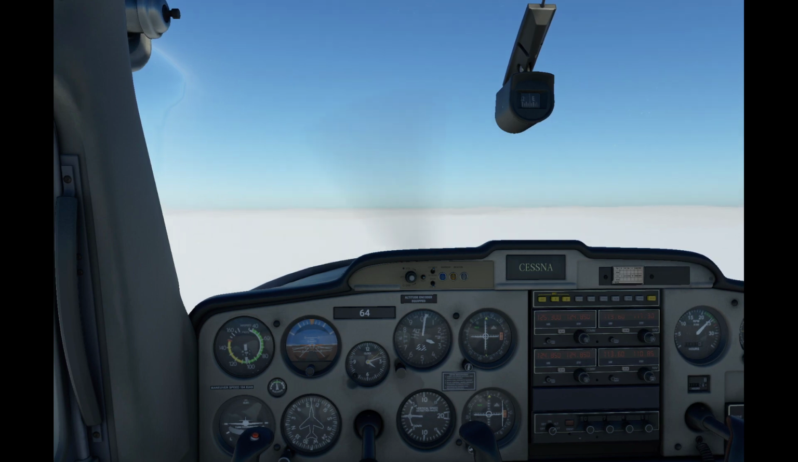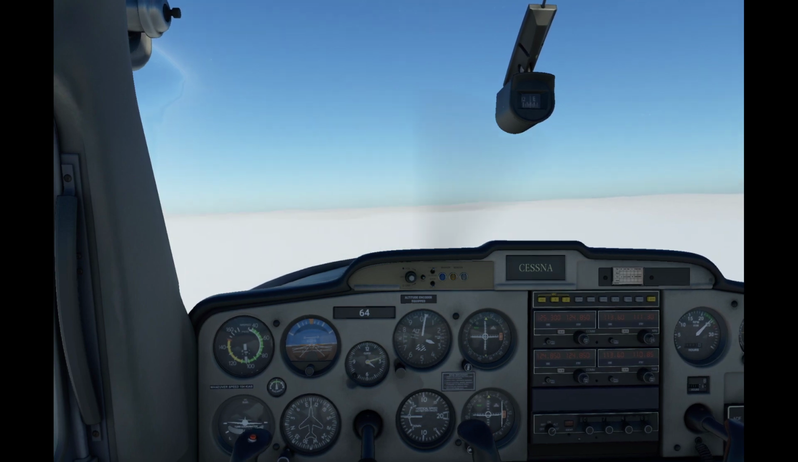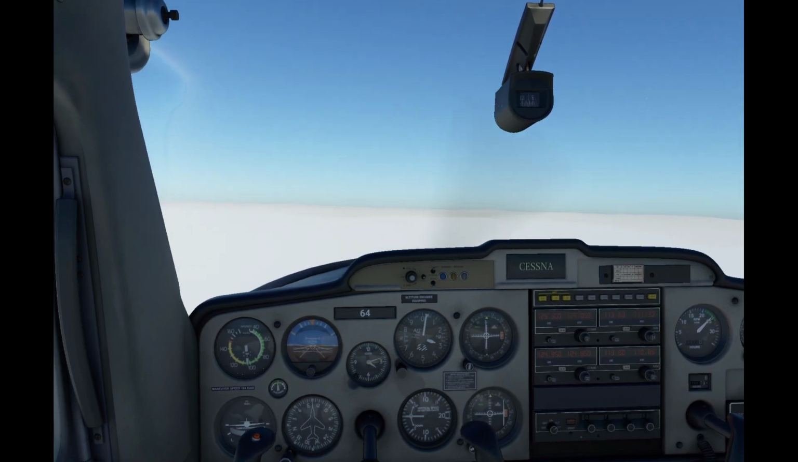I gotta admit, it's actually kind of nice not having to talk on the radio while doing this. Swing back to my left just a little bit. I think that crosswind's coming out of the north, so we actually have to put our plane slightly eastish. All right, that's looking pretty good.